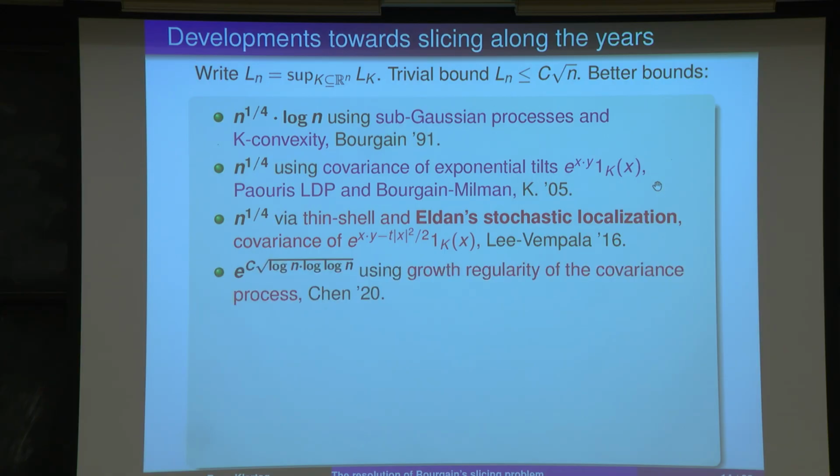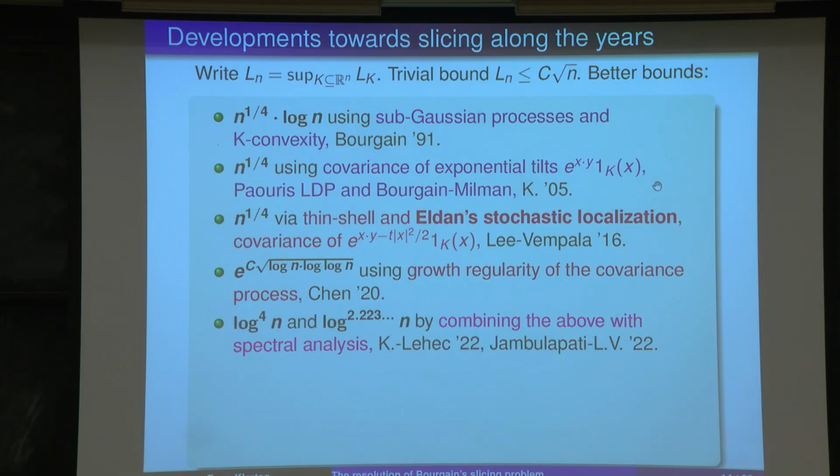However, Yuansi Chen, fortunately, did not listen, or did not pay attention, or just did not believe in this n to the quarter thing. He noted that you can modify this technique of stochastic localization and get something which is better than any power of n. So e to the root log is much smaller than n to the epsilon for any epsilon. This was a great achievement and a breakthrough by Yuansi Chen. For that, he analyzed the covariance process of stochastic localization in a better way, using a self-controlled way. Then the progress was fast after that.